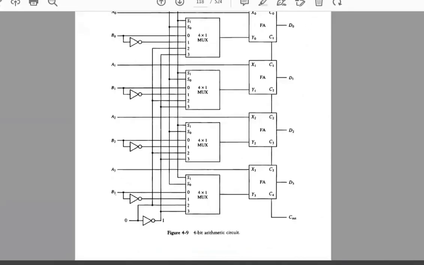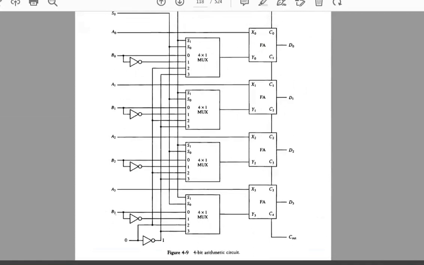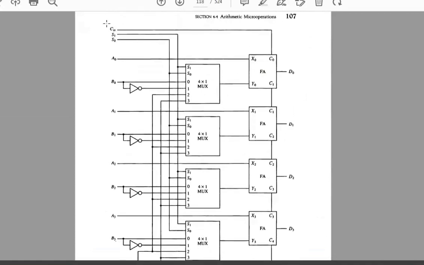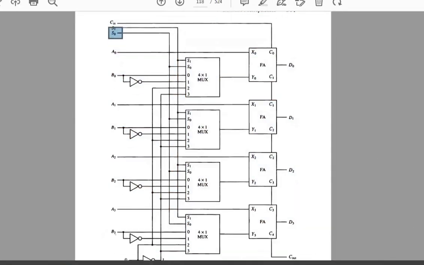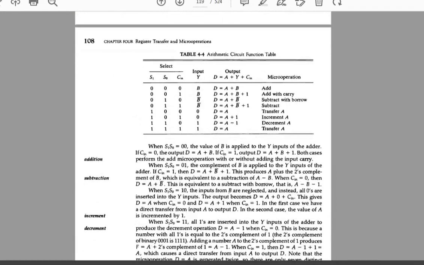Fine. And then what are we doing? We are providing carry. Carry as carry in. And depending upon the value of carry, if it is 0, to aapke operation honge. 1 hoga, to operation honge. And all the 4 multiplexers are connected to common selection lines. Right? After this, we will be preparing this type of table.